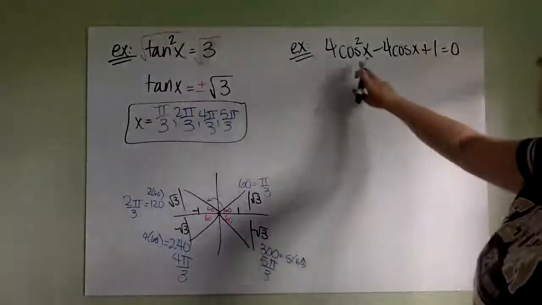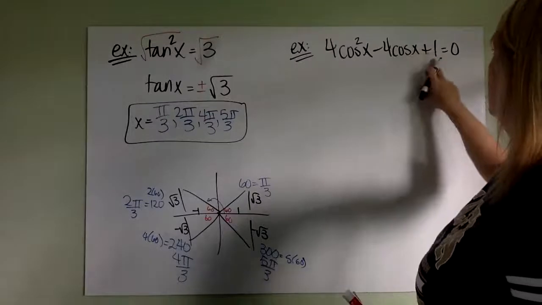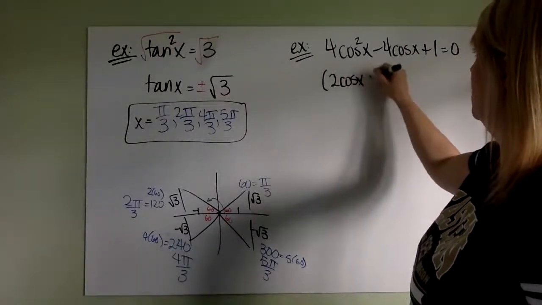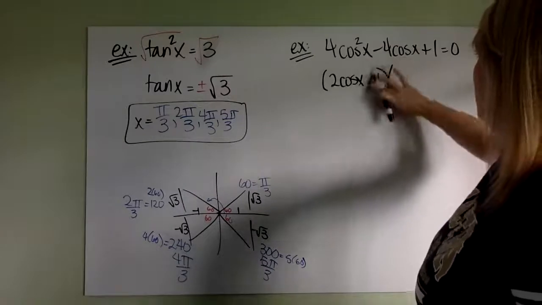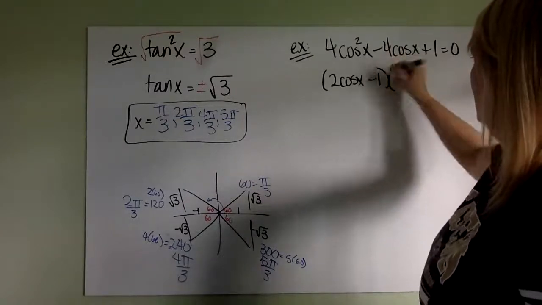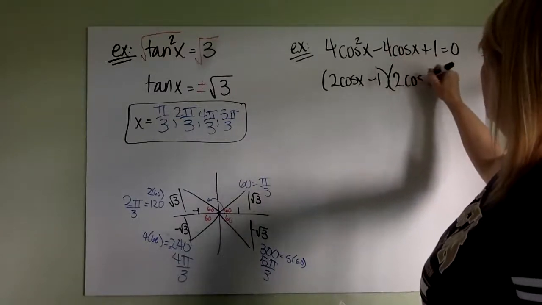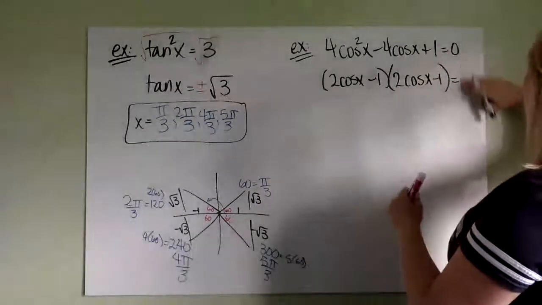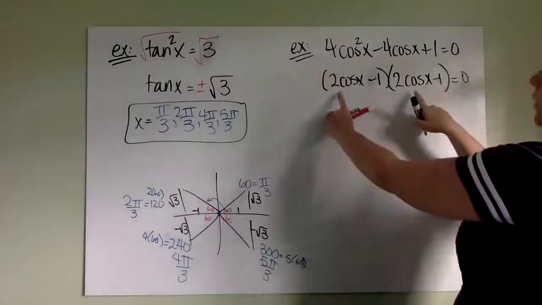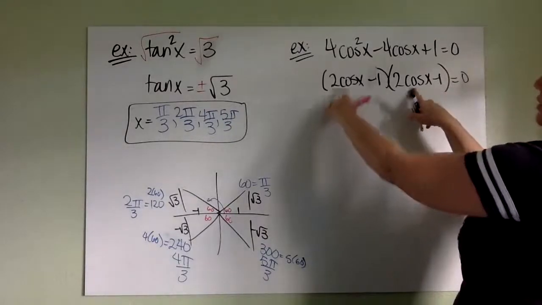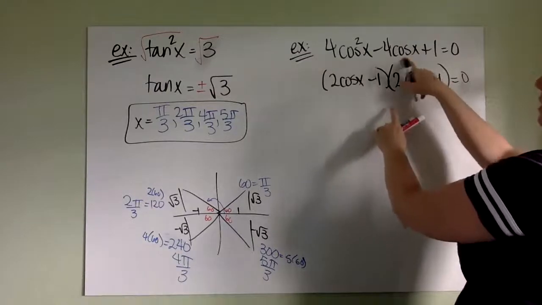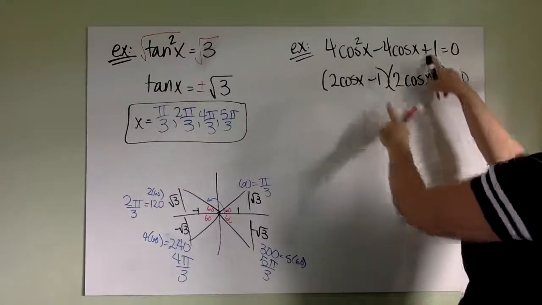All right, so this one, 4 cosine squared minus 4 cosine plus 1 equals 0, factors to 2 cosine minus 1 and 2 cosine minus 1. So double check that you are factored correctly. 2 cosine times 2 cosine is 4 cosine squared. Then a minus 2 cosine and a minus 2 cosine makes your minus 4. And then negative 1 and negative 1 makes positive 1.